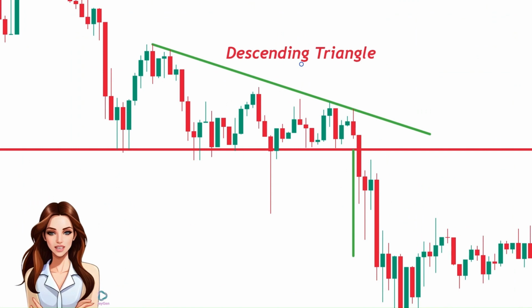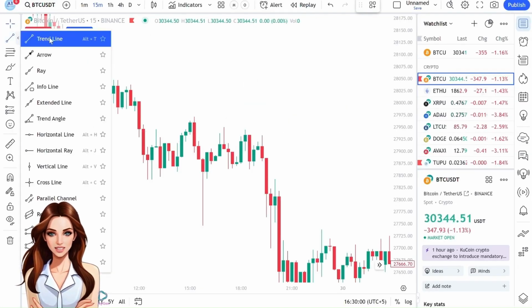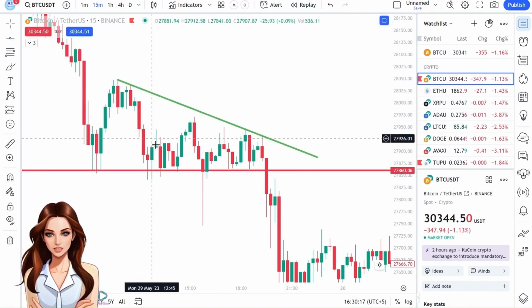Now, let's move to descending triangle. Descending triangles are a bearish pattern that anticipates a downward trend breakout. You can trade it by opening a short position. A descending triangle is a chart pattern used in technical analysis, created by drawing one trend line connecting a series of lower highs and a second horizontal trend line connecting a series of lows.